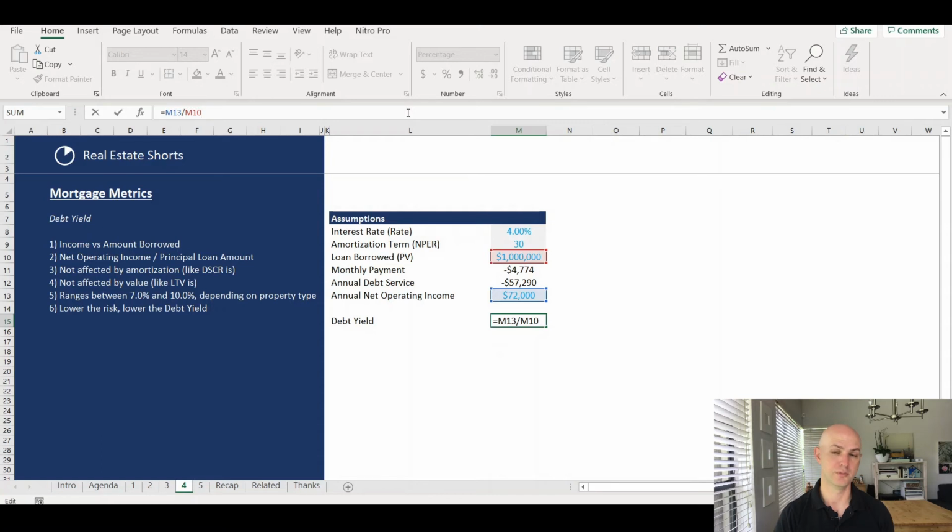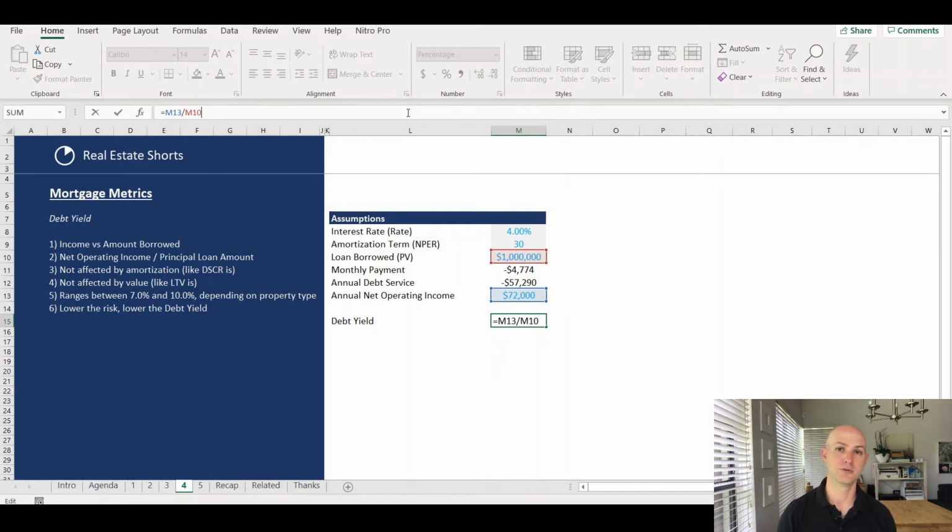So its formula is NOI divided by the amount lent, or the maximum amount to be lent in a construction scenario. It's not affected by amortization term. It's not affected by interest rate the same way that debt service coverage ratio is, because they don't even come into play. This is really just a metric to define how much yield or return a lender could come to expect if they lent a certain amount, or how it relates to how much NOI there is on that property.